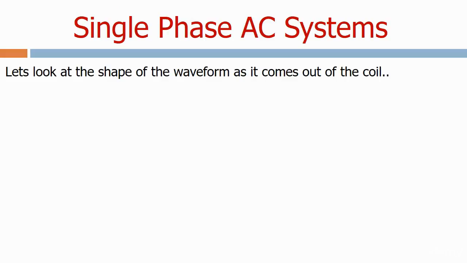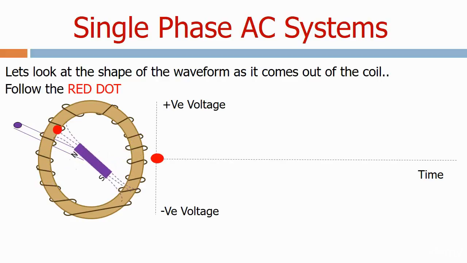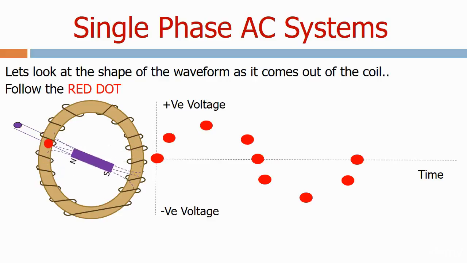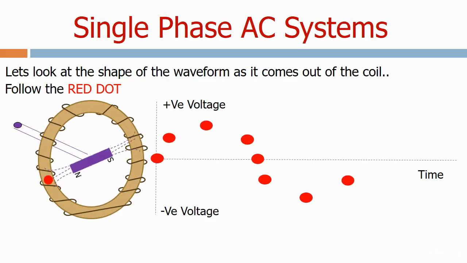Let's see what the shape of the waveform is as it comes out of the coil. Here we have an AC generator from before, and we have a positive and negative amplitude time graph for the voltage. Let's spin the magnet. Follow the red dot. Pretty obvious that over time, the voltage goes positive, and then negative, and then back to positive again, in one long cycle.